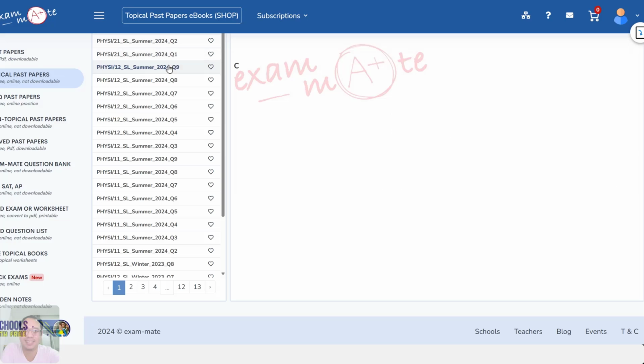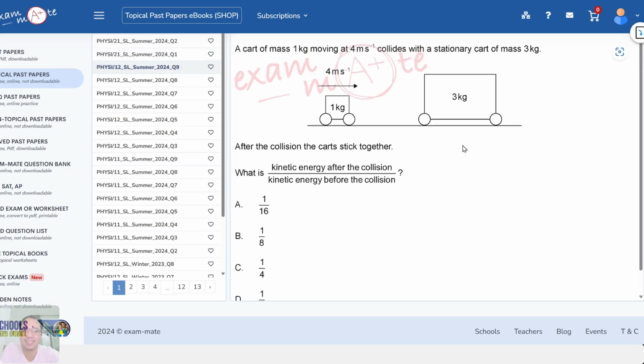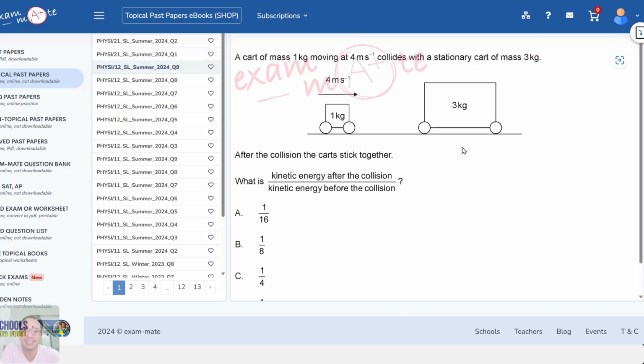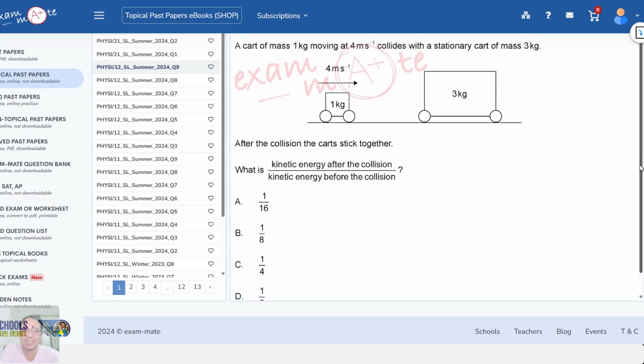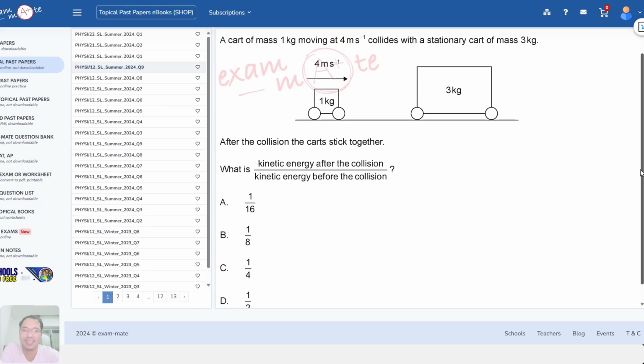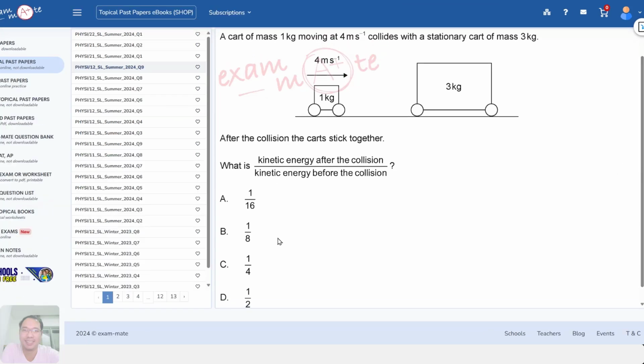Okay, that's one more question. Let's try the next one, collision ratio. Okay, this one is interesting. It's kind of difficult, not easy.